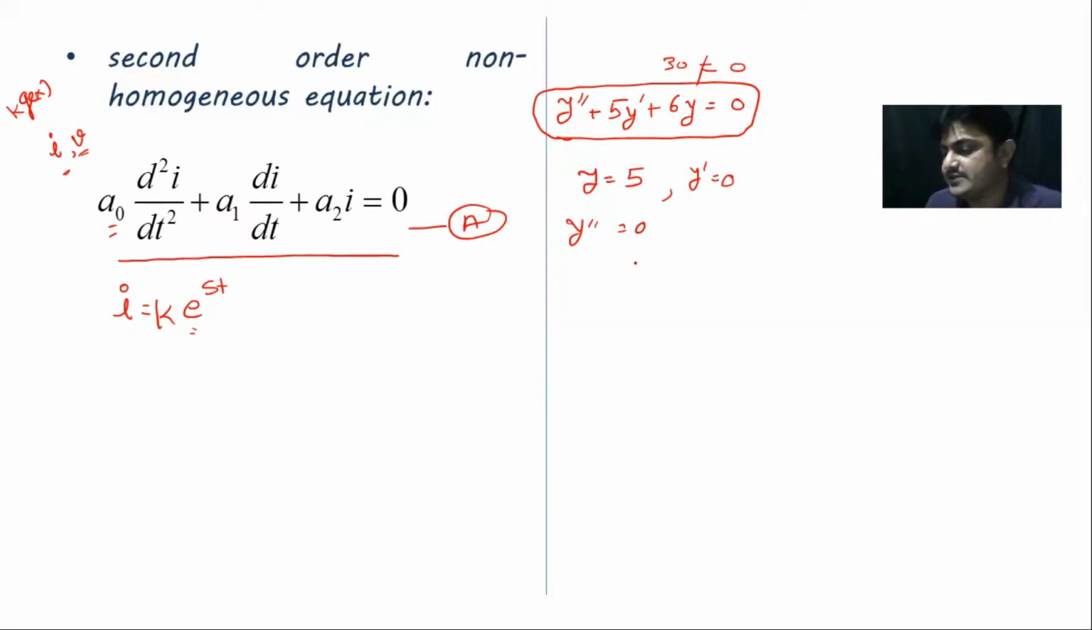Now let us assume another function. Let us say y is equal to x square. If you assume y is equal to x square, what about y dash? Y dash is equal to 2x. And what about y double dash? Y double dash turns out to be 2. So this is 2, this is 2x and this is x square. If you put these in, this will not satisfy your equation again.